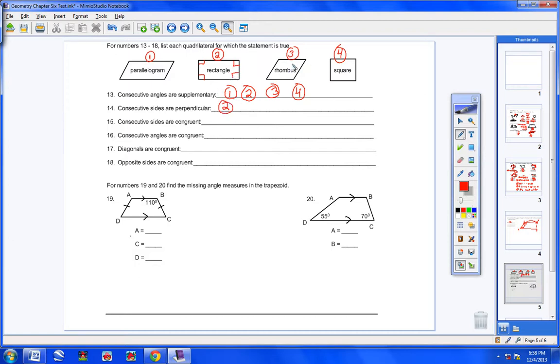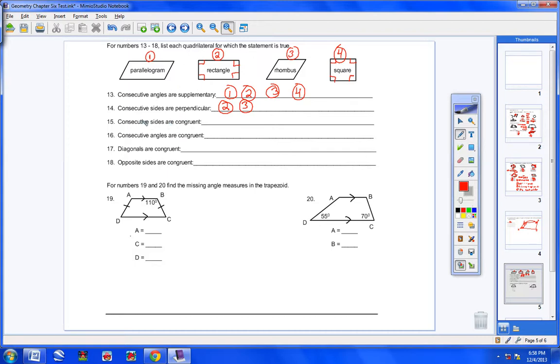It's not true for a rhombus. A rhombus can be kind of squished and twisted like this. No, there's not right angles here every time. Maybe sometimes, but not always. But a square, yes, we have 4 right angles, and thus if we have 4 right angles, just like a rectangle, it means the consecutive sides are perpendicular. Every single intersection point of 2 sides does form a right angle. So this would be number 3. Now, number 15, consecutive sides are congruent. Let's think about this.